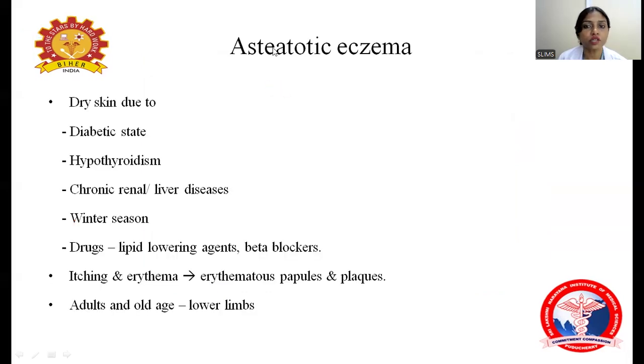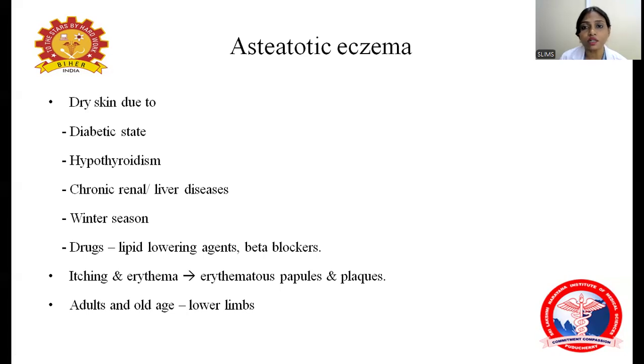Now coming to asteatotic eczema. Asteatotic eczema occurs predominantly due to dry skin. Dry skin can occur in any individual because of the following reasons: diabetic state, hypothyroidism, chronic renal or liver diseases, dry winter seasons, or it can occur in patients taking lipid lowering agents or oral hypoglycemic agents. It is again characterized by itching, erythema, papules, vesicles, and plaques.